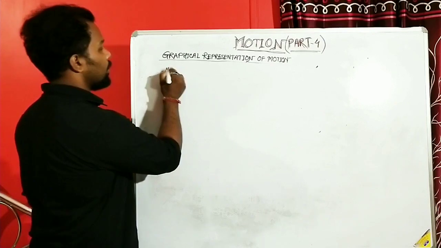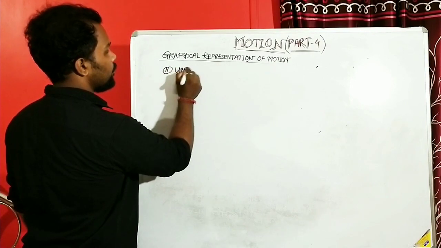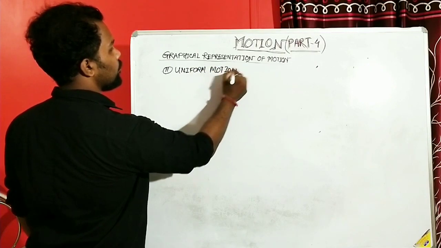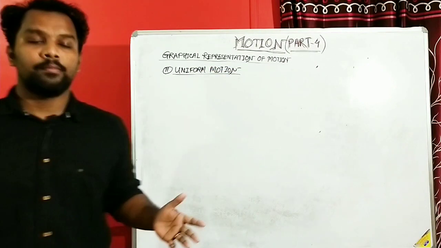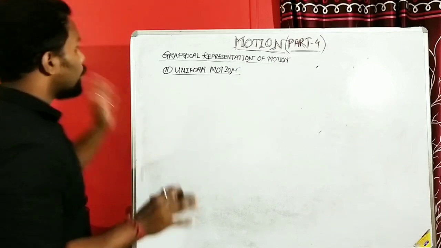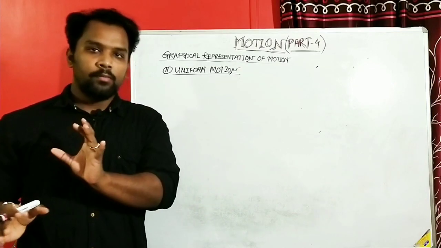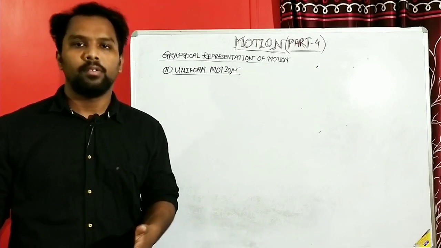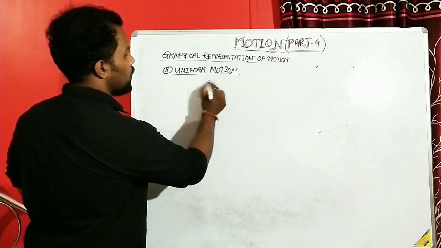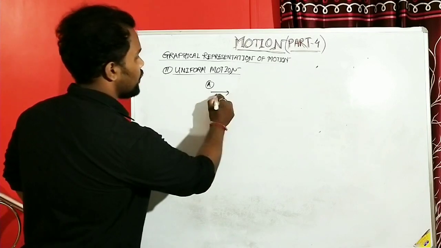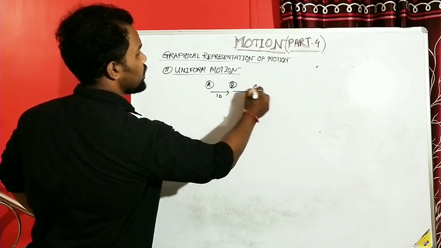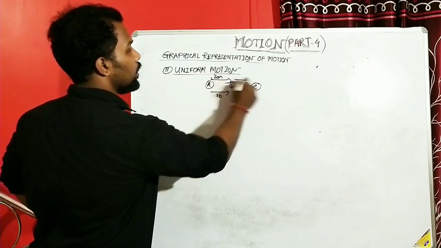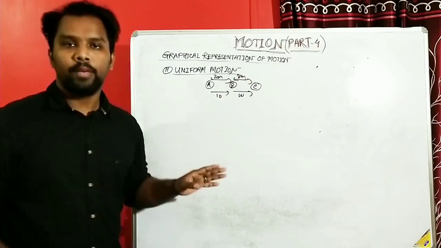Our next topic is going to be uniform motion, right? What does uniform motion mean? Uniform motion means that in equal intervals, the distance traveled is equal. That means speed is constant, right? If we consider an object at A, after 10 seconds it is going to be at B, after another 10 seconds it is going to be at C. If it covers 2 meters here and 2 meters here, then it is a uniform motion.